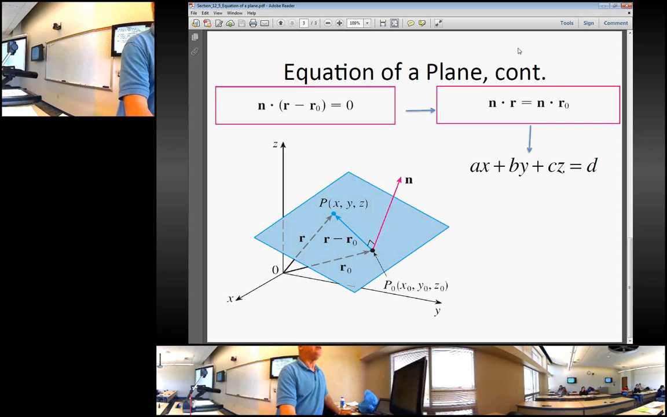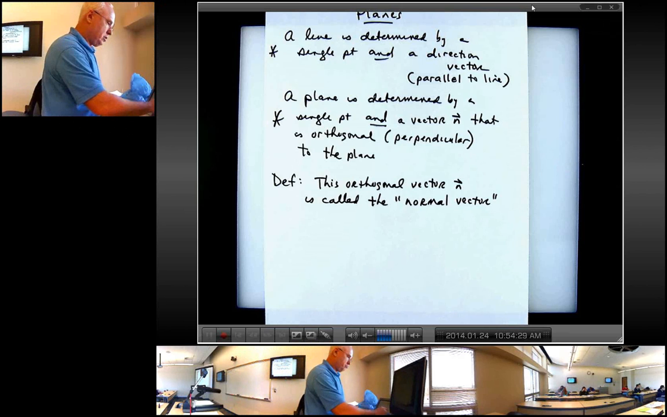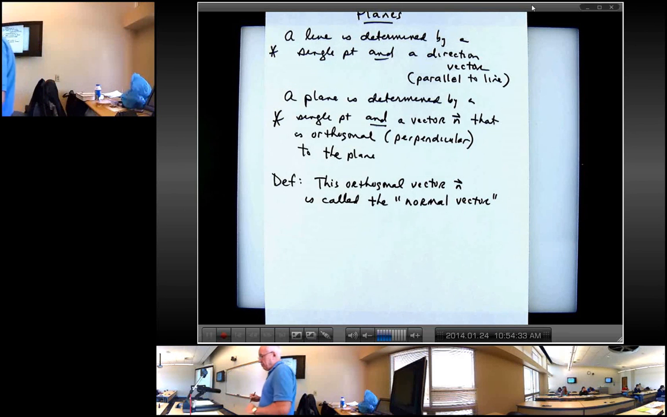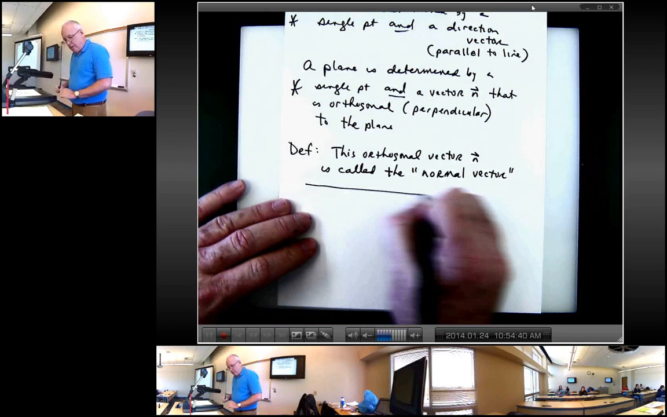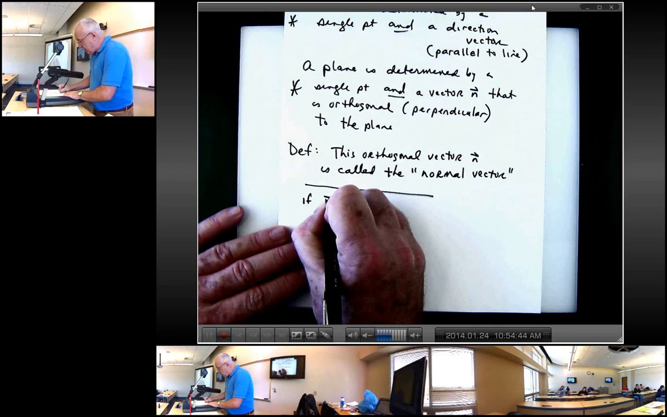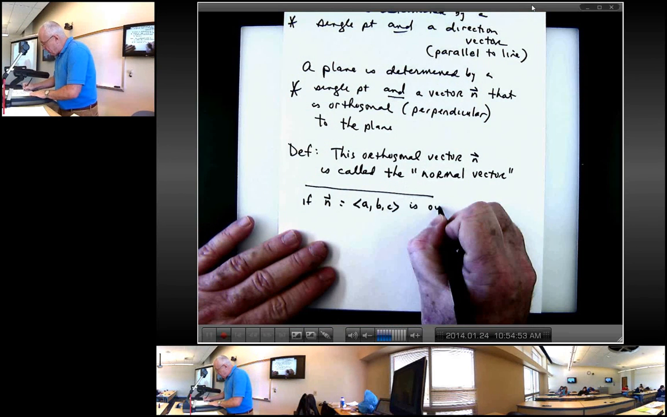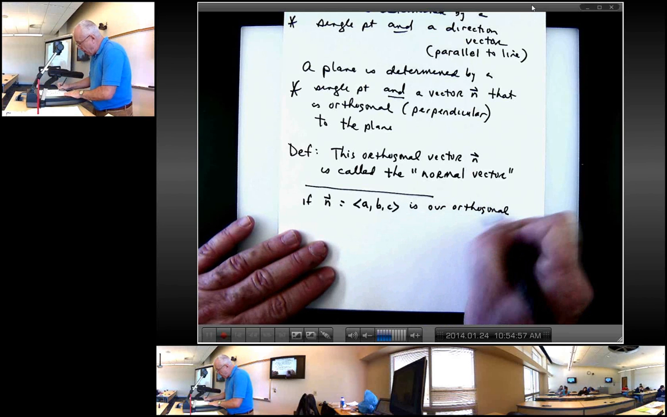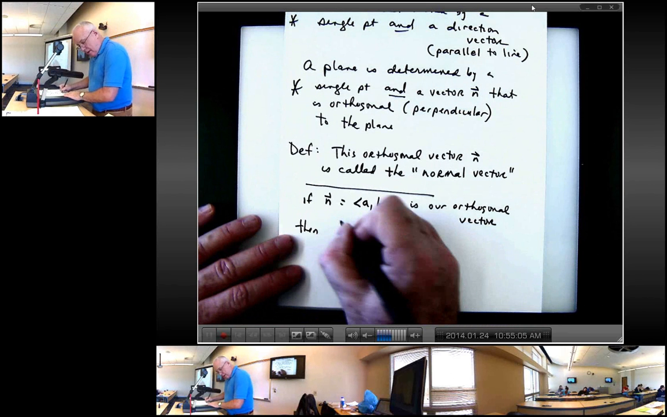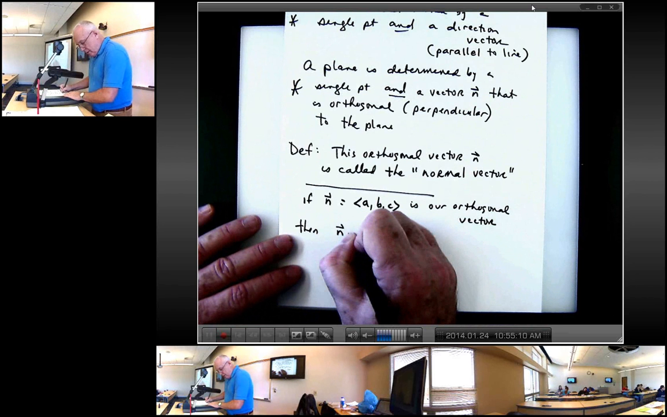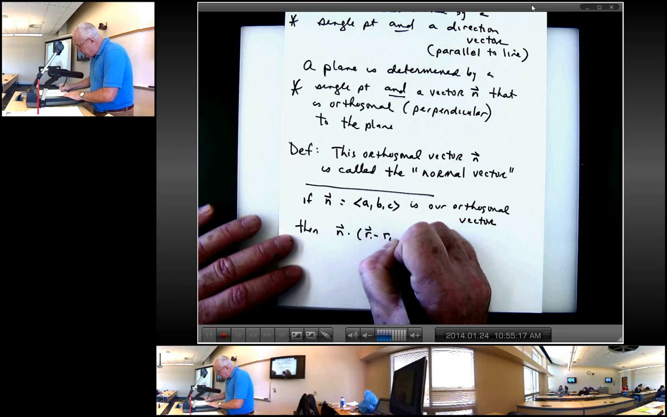The bottom line on this is the following. If n, with components A, B, C, is our orthogonal vector, then n dot r minus r naught is equal to 0.